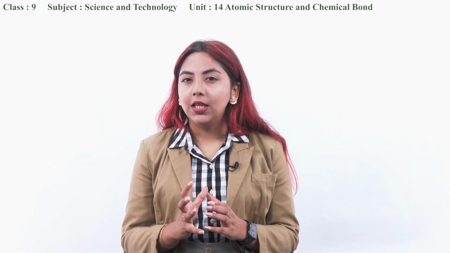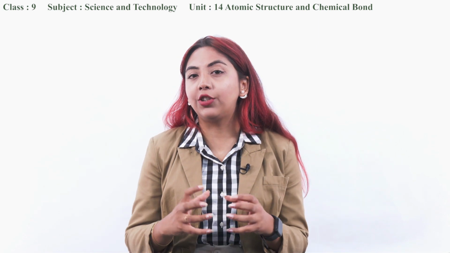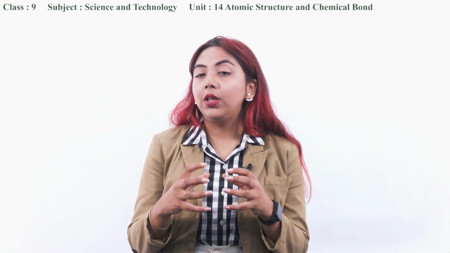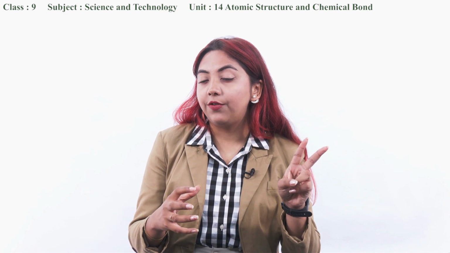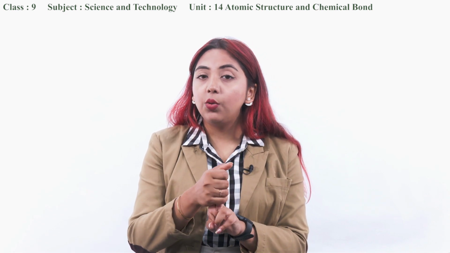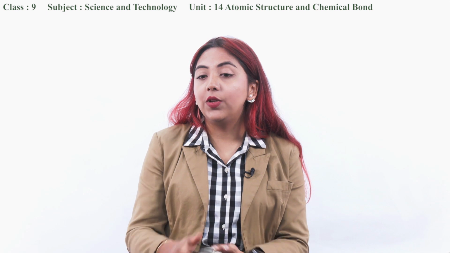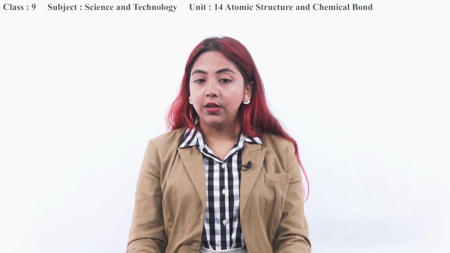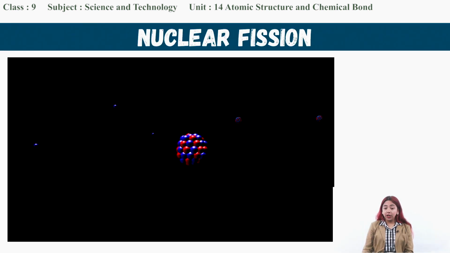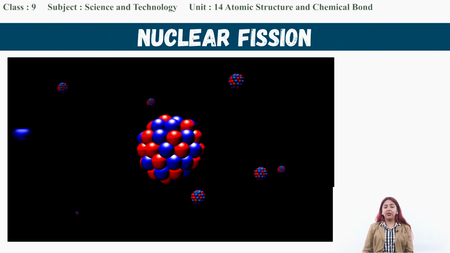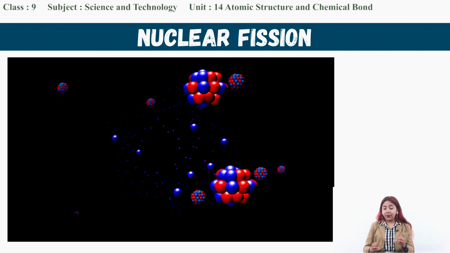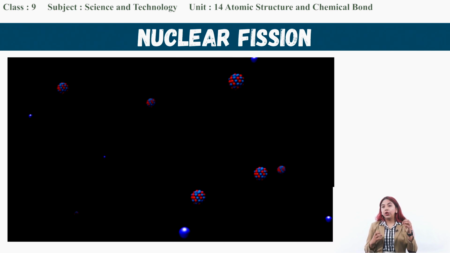Now let us study a little about the reactions that occur with the nucleus. There are two types of reaction, nuclear fission and nuclear fusion. At first we'll start with nuclear fission. Here you can see a heavy nucleus. When this heavy nucleus is bombarded by a high-speed neutron, it then splits into two smaller nuclei with the release of a high amount of energy.